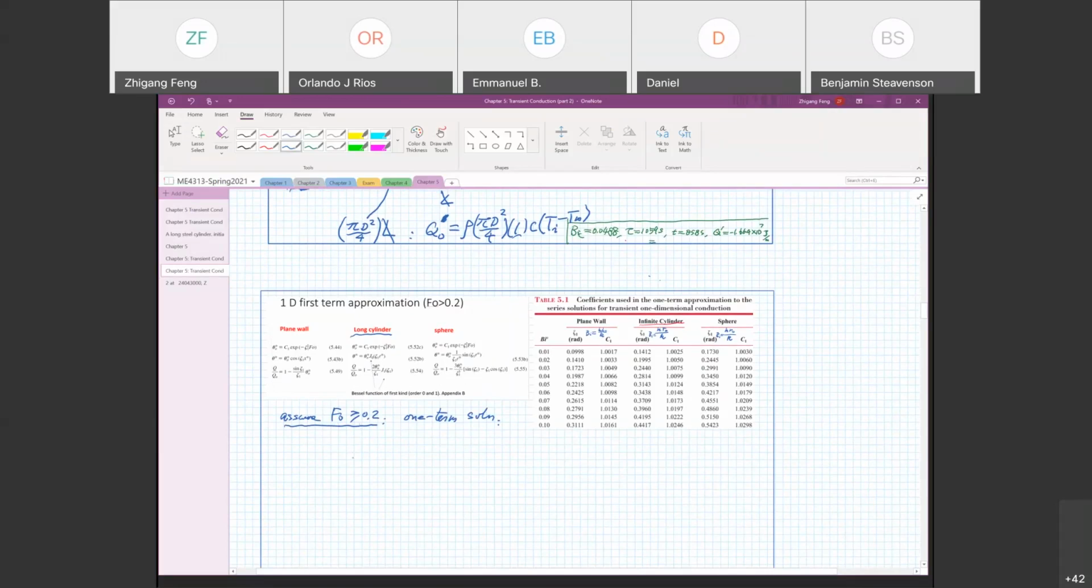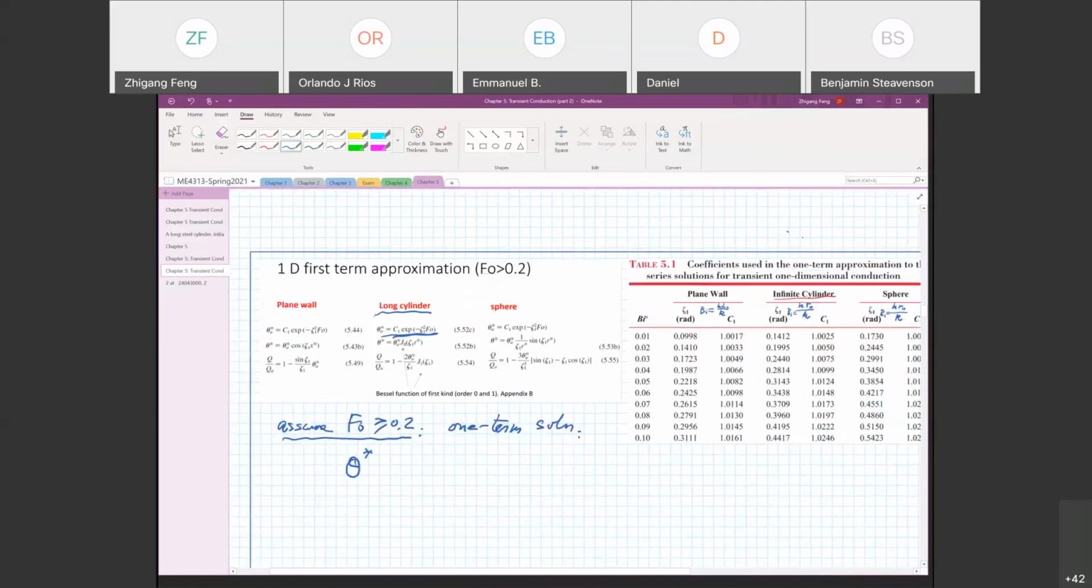Okay, so the one-term exact solution for the centerline is right here. Theta star naught is defined as T at the center, so r equal to 0, T minus T infinity over Ti minus T infinity. Plug in the numbers here: 800 is 1200, 300 minus 1200, so that equals 4 over 9, and it equals C1 e to the minus zeta 1 squared Fourier number. So now immediately we need to find C1 and zeta 1.